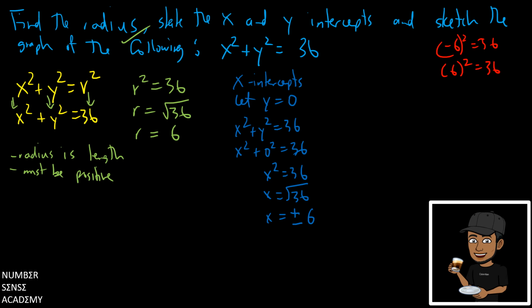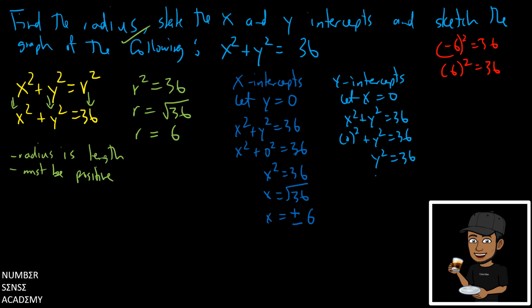All right, what about y? So for the y-intercepts, we let x equal 0. So I have x squared plus y squared equals 36. So I have 0 squared plus y squared equals 36. I have y squared equals 36 left, and y is equal to the square root of 36. And I have y is equal to plus or minus 6.